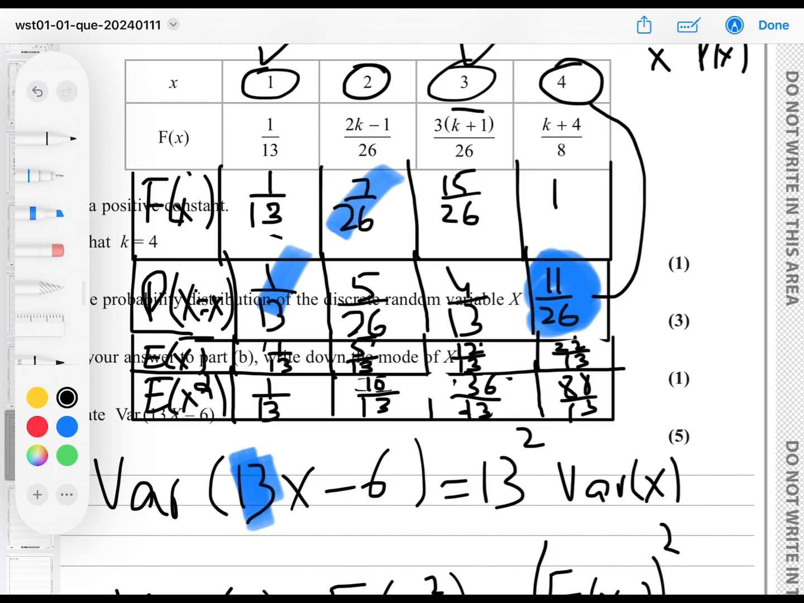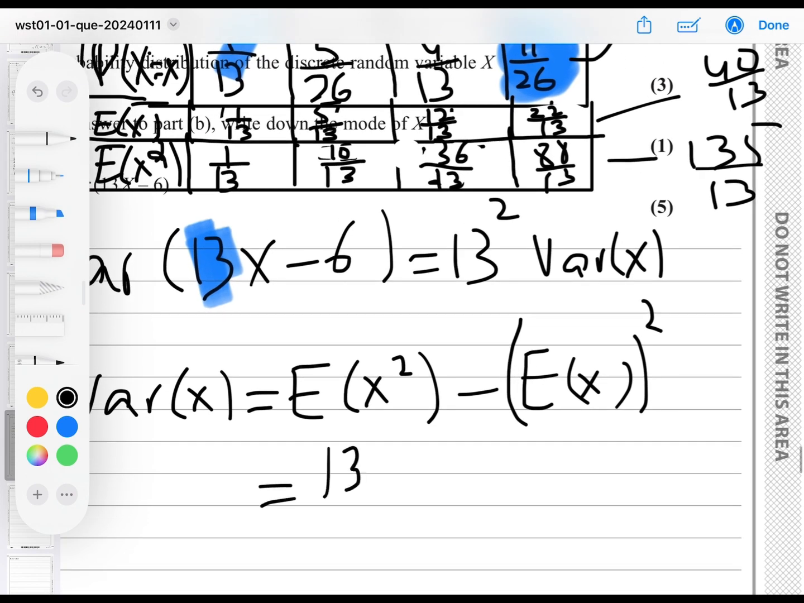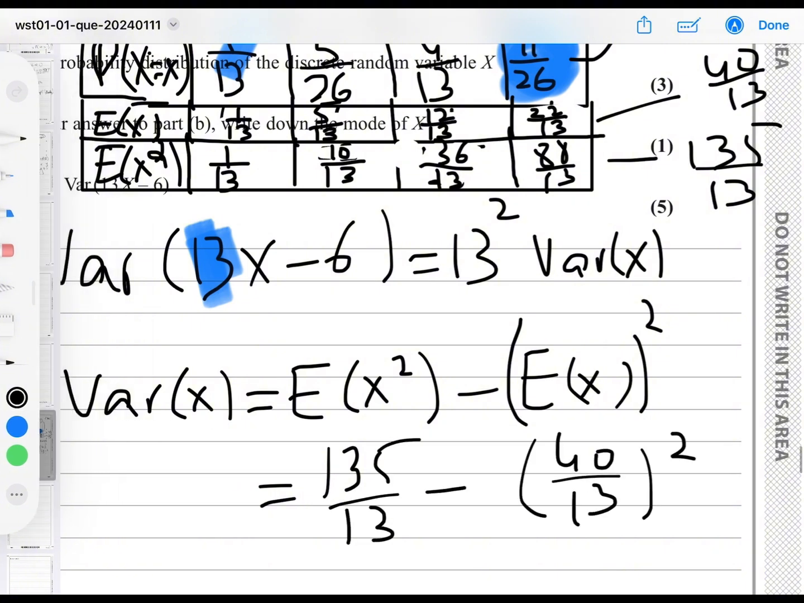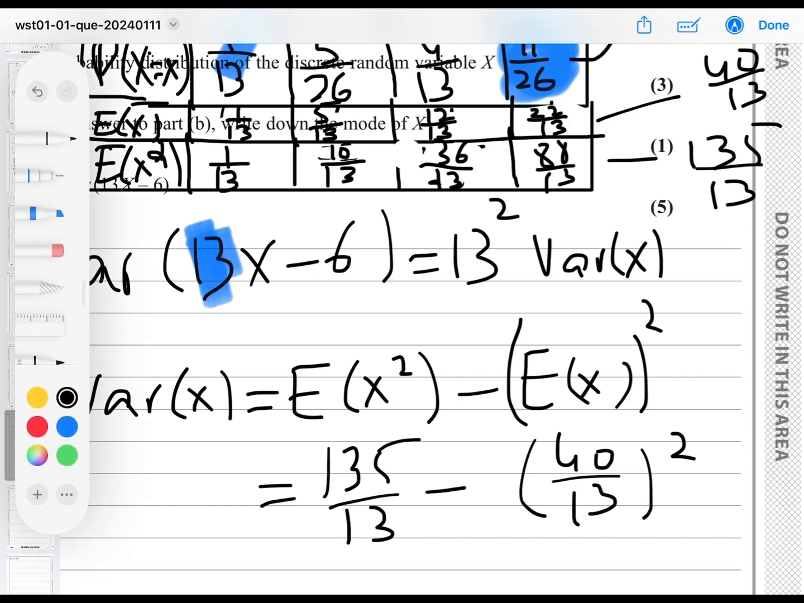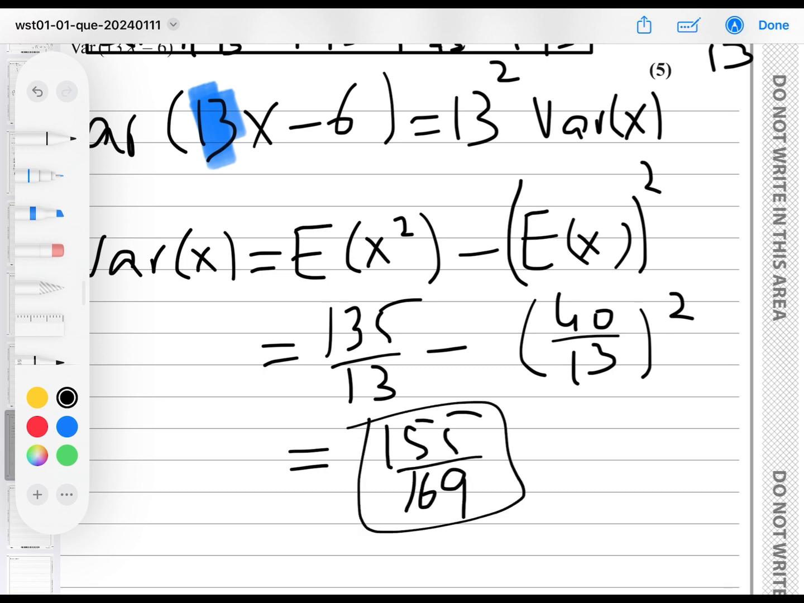Okay, so now the sum of this is 135 upon 13, and the sum of the expected mean is 40 upon 13. There you go. So now we'll just put them here: 135 upon 13 minus 40 upon 13 square. Okay, so now we'll solve this. So I got 155 upon 169. So this is the value for the variance.